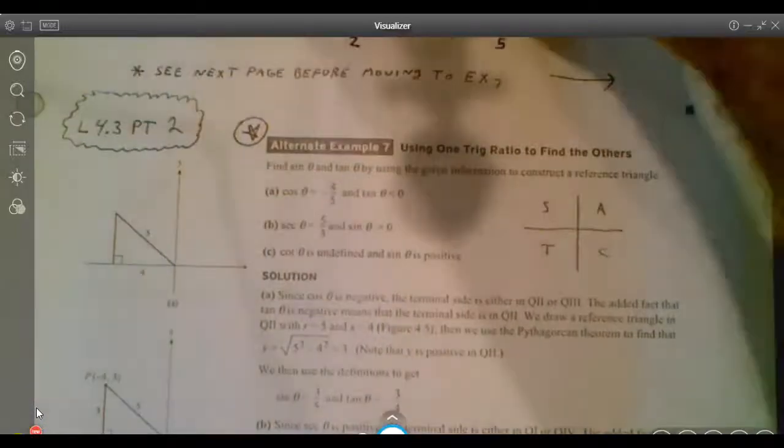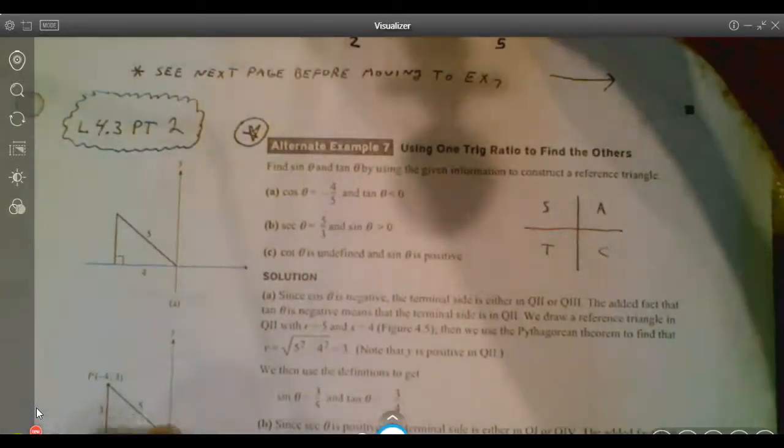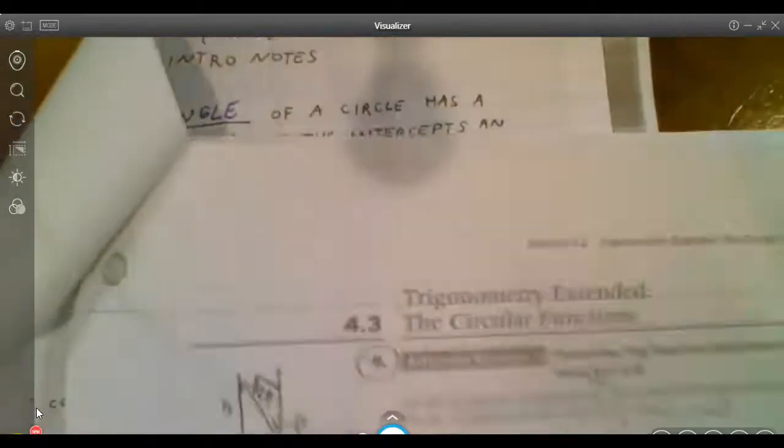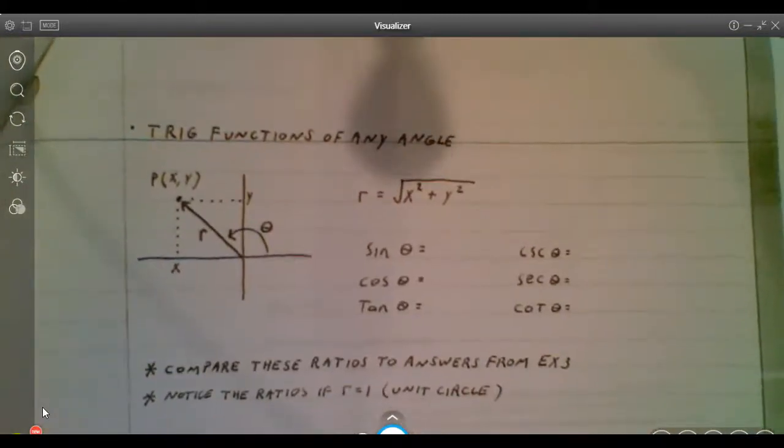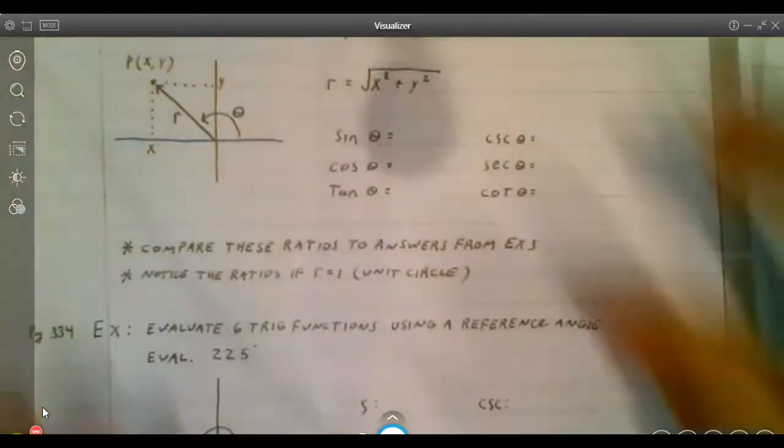Alrighty, moving into part 2 of section 4.3. I want you to see something on the next page real quick. Alright, so a couple relationships we should start recognizing as we're seeing these guys.